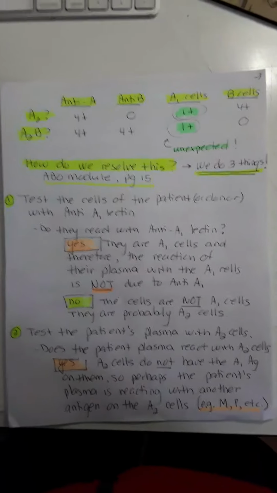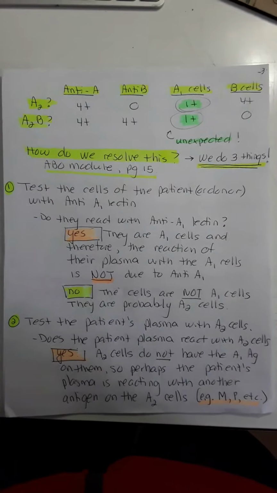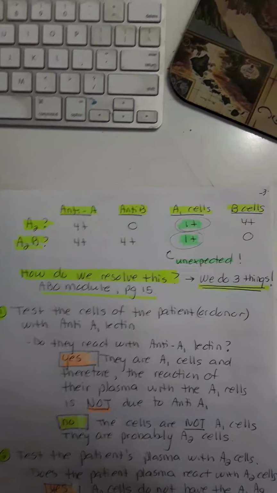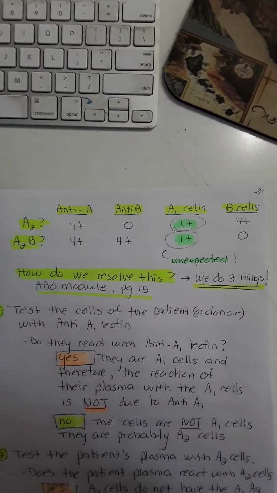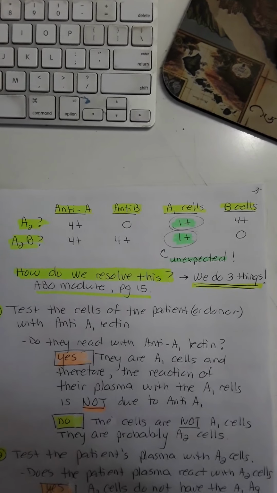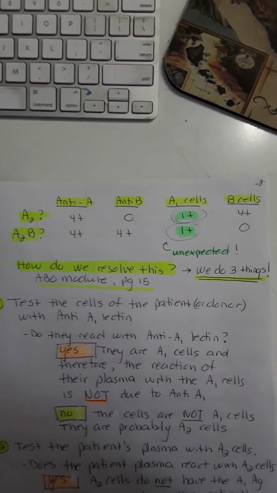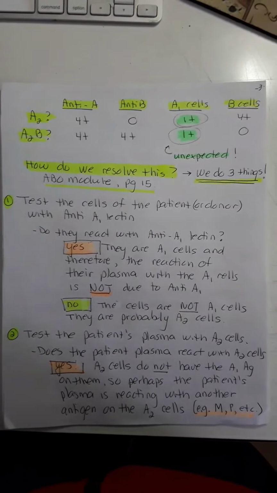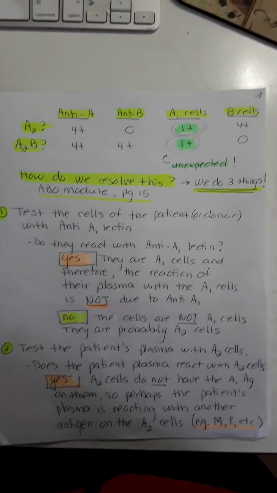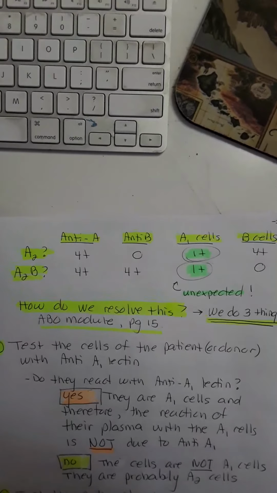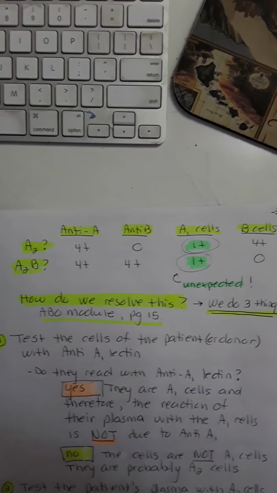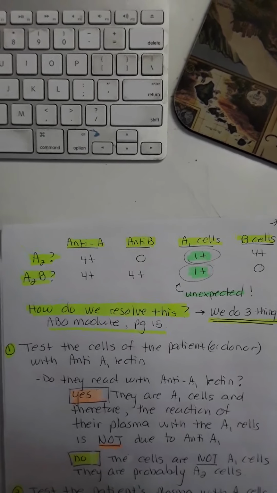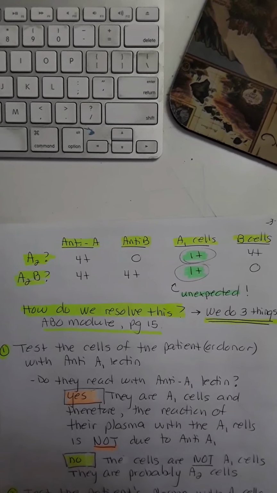Okay, so I've just drawn those two situations back at the top of the page here. So notice the unexpected part is that there is a reaction of the patient's plasma with the A1 cells. Well, how do we resolve this? We do 3 things. So refer to your ABO module on page 15. First, we're going to test the cells of the patient, or if we're working with a donor, of the donor, with anti-A1 lectin.